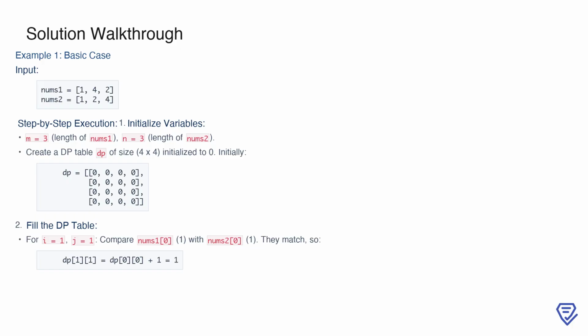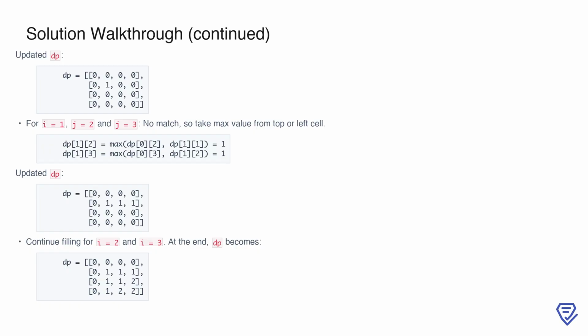Now, we begin filling the table. For the first pair of indices, i equals 1 and j equals 1, we compare nums1[0], which is 1, with nums2[0], which is also 1. Since they match, we increment the diagonal value dp[0][0] by 1 to get dp[1][1] equal to 1. At this point, the dp table has been updated to reflect the match. The value at dp[1][1] is now 1.